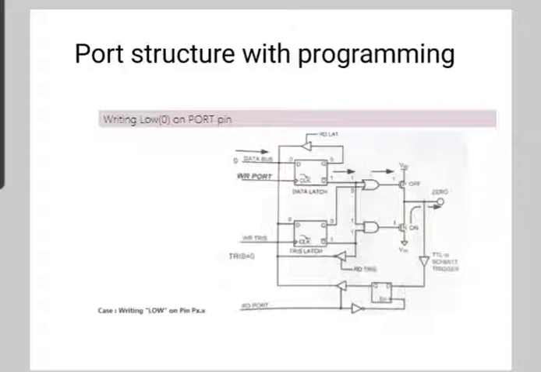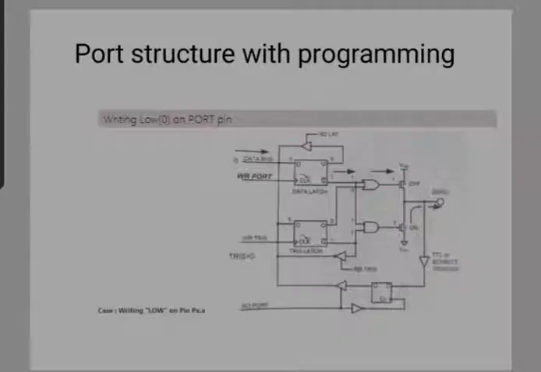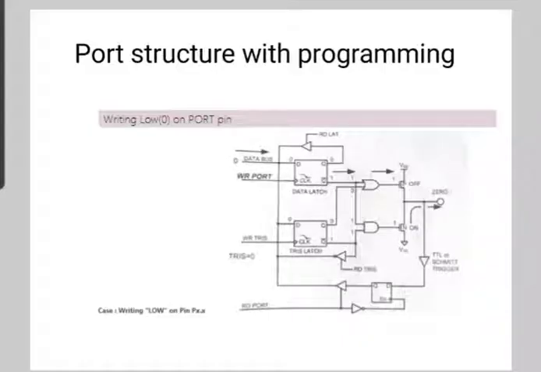Then port B we have already seen. Then ports C, D and E. In addition to port A and B, the PIC 18F452 has 8-bit bidirectional ports C and D and a 3-bit port E. Each port has its own data register, the data direction register, for example TRISA, and the data latch register. The general operation of these ports is similar to that of port A.